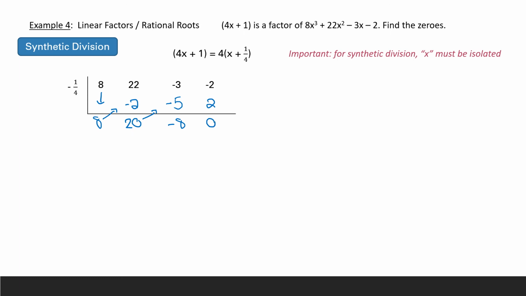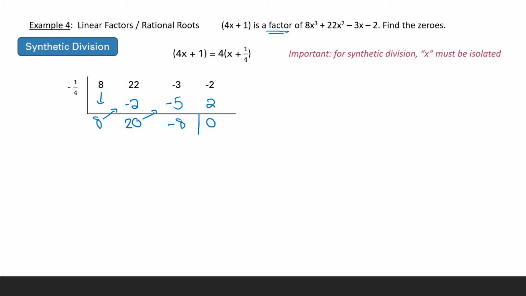And I knew it was going to be a remainder of 0. You didn't know that, but because it said it's a factor, that's kind of a clue that we're going to talk about later. But if it's a factor, as I said, it's like 2 is a factor of 8. It goes evenly. So I knew this was going to happen here. I knew it was going to have a remainder of 0.